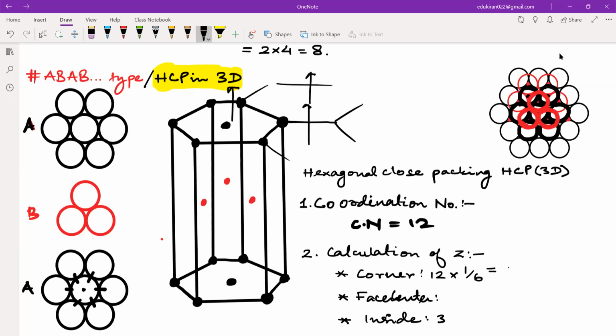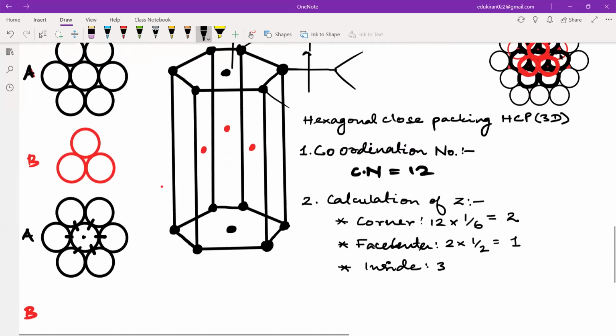So this will be equal to how much? 2, right? Then the face center का तो कोई दिक्कत ही नहीं, face center के ऊपर एक होगा, so this is 2 in the face center into 1 by 2, which will be equal to 1, and then you can write Z is equal to 6. ठीक है? तो क्लास के बाद आप लोग ऐसे हाईलाइट कीजिएगा, कोऑर्डिनेशन नंबर 12, Z is equal to 6. Okay, चलिए.